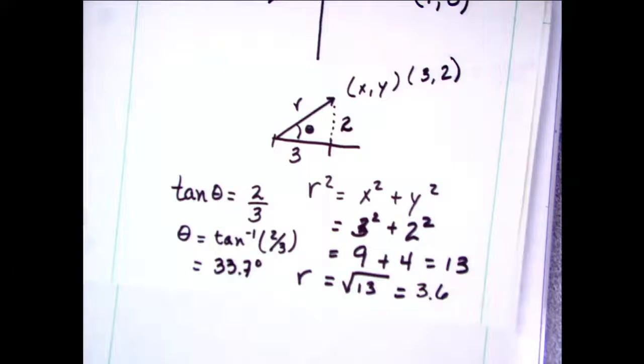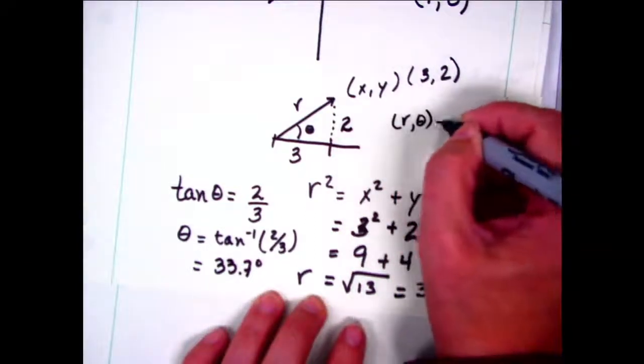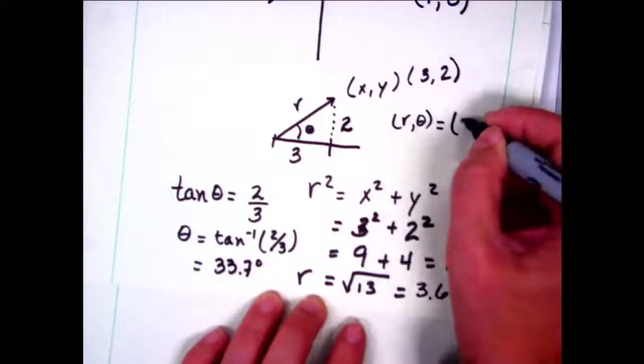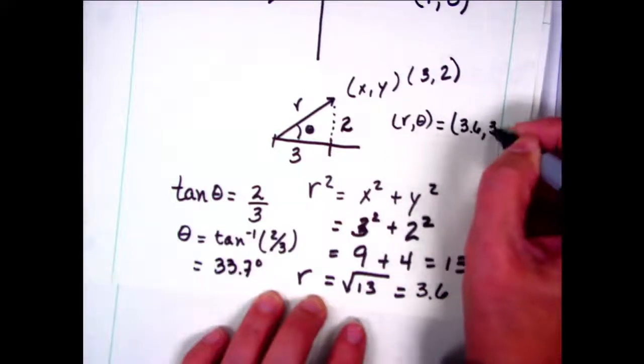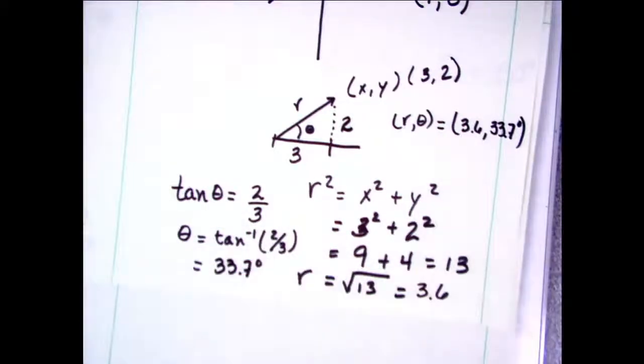So if I'm writing this in the r theta coordinate system, this is going to be 3.6 and 33.7 degrees. So I can convert back and forth. Everybody see how to do that? So I can convert back and forth to my polar coordinates.